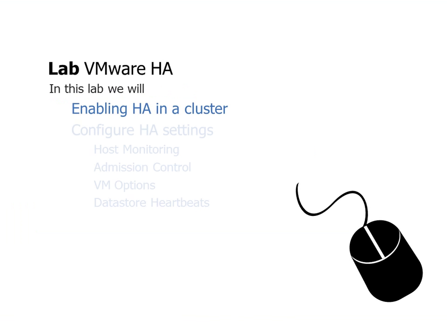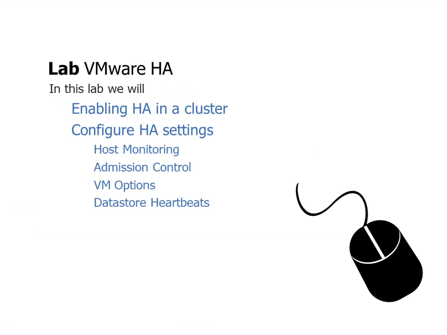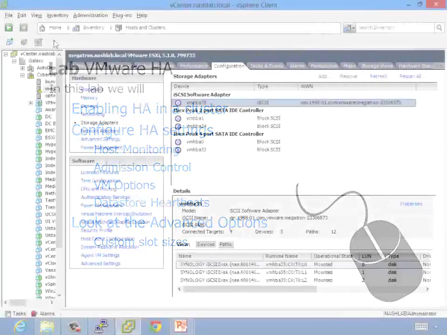In the lab, we're going to enable HA, configure HA settings, host monitoring and admission control, VM options, datastore heartbeats, and look at the advanced options, mainly custom slot sizes. I'll just show you where to add custom slot sizes. We'll try one out and see what happens. So with that, let's go ahead and jump to the lab.